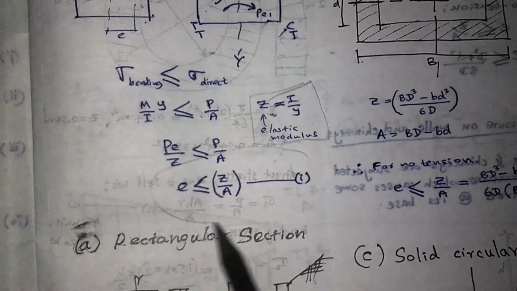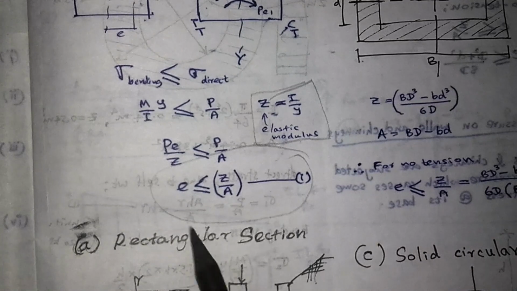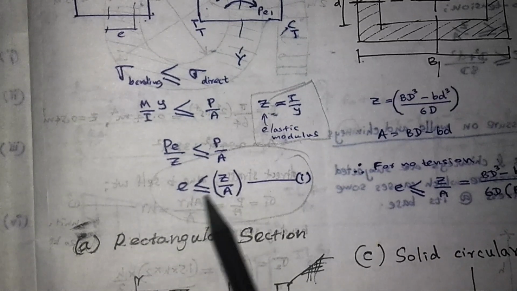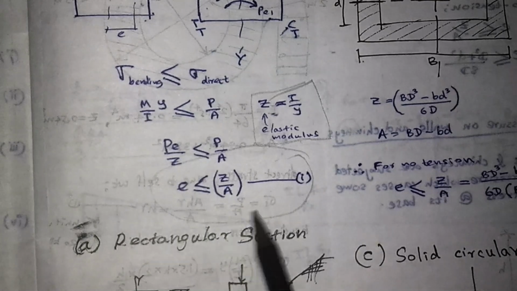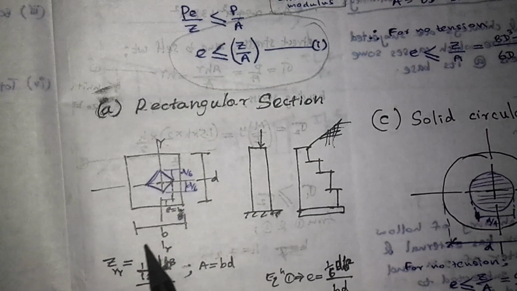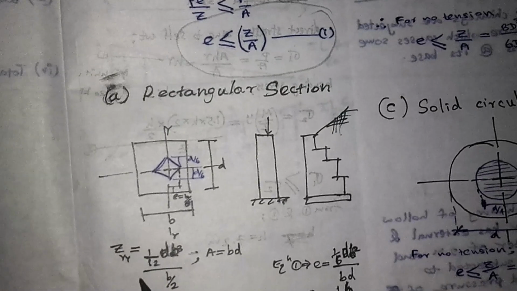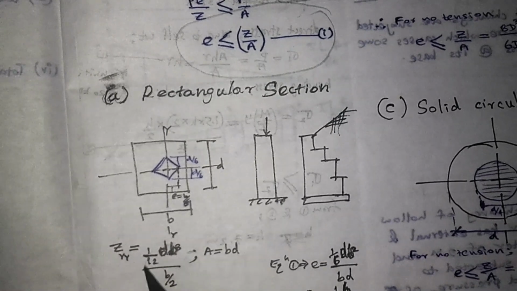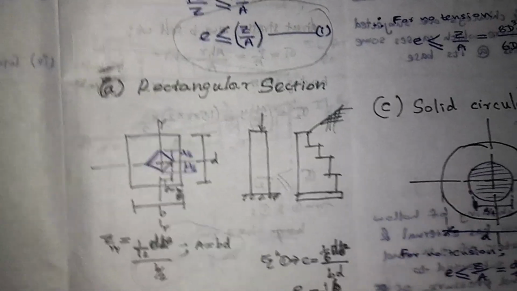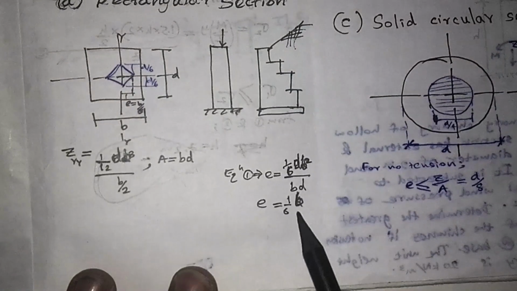So this is a requirement for tensile stress is not permitted. If tensile stress is not permitted, e should be less than or equal to Z over A. So you can use this equation. When you consider a rectangular section like this, b and d, then Z can be found using the previous equation. A can be found, then you can find e by substituting into this formula.